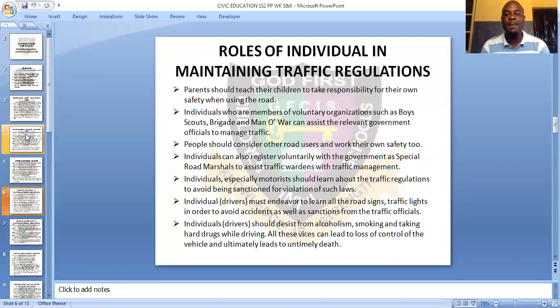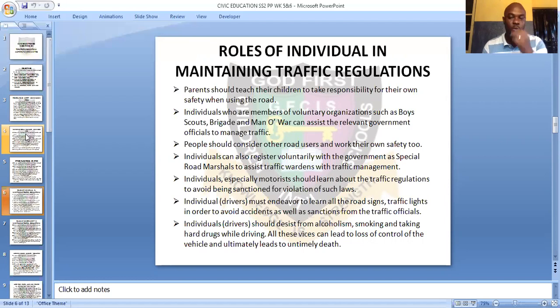Number two, individuals who are members of voluntary organizations such as Boy Scout, Boys' Brigade, and Man O' War can assist the relevant government officials to manage traffic. Sometimes at a particular junction, you see Man O' War officials there, you see Boys' Brigade members, you see Boy Scouts, they go help in directing or managing the traffic. Someone like me now, I'm also a Brigade member. Sometimes when we're going out for parade, because we'll be in uniform, we can help in directing the traffic. And aside from that, people should consider other road users and watch their own safety too.